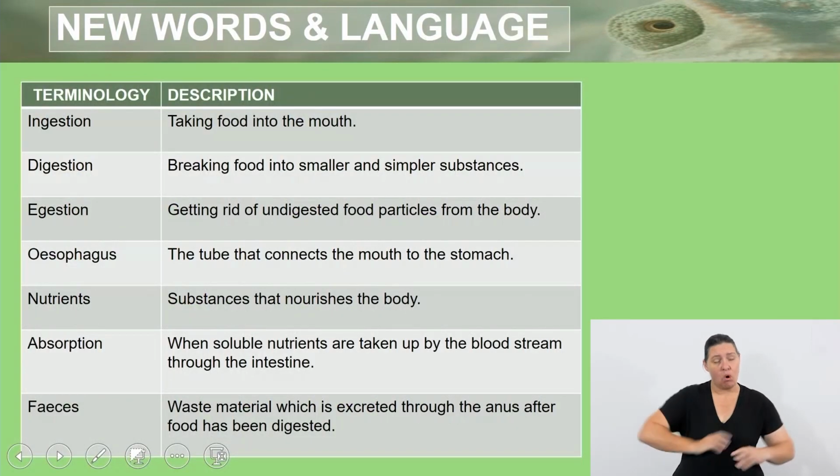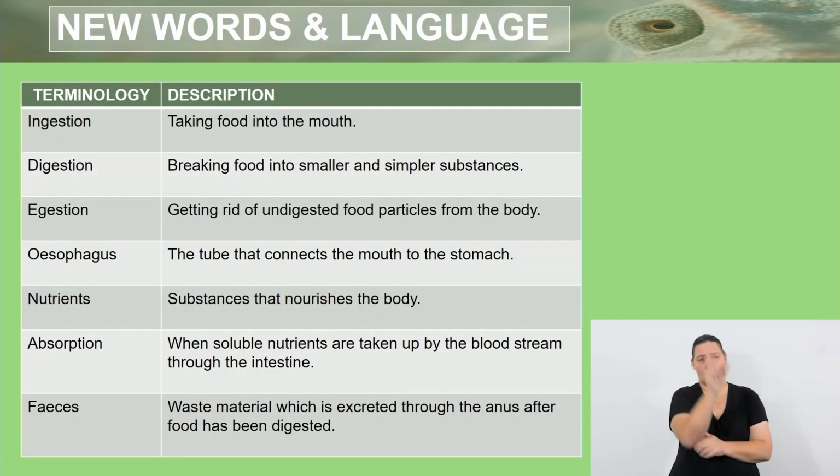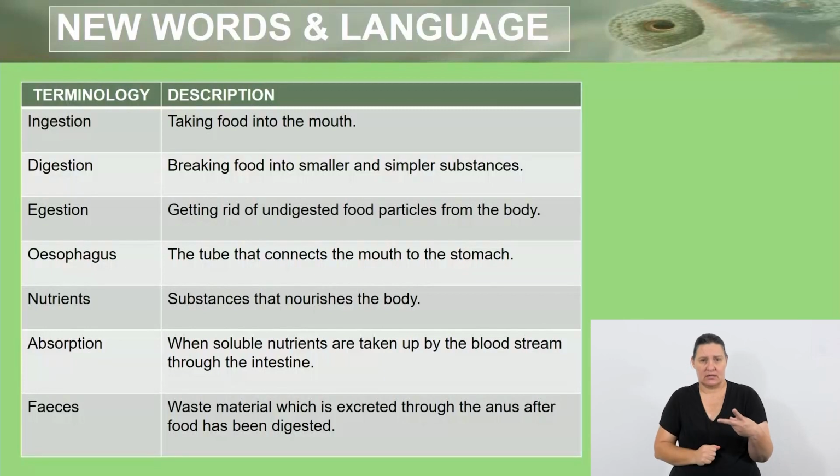Before we dive into our lesson, let us look at the new terms that we are going to come across during this lesson. The first one is ingestion. Ingestion is taking food into the mouth. So when you are taking food from the plate into your mouth, that is called ingestion. The second one is digestion. This is the process of breaking food into smaller and simpler substances. And then we have egestion. Egestion is getting rid of undigested food particles from the body.